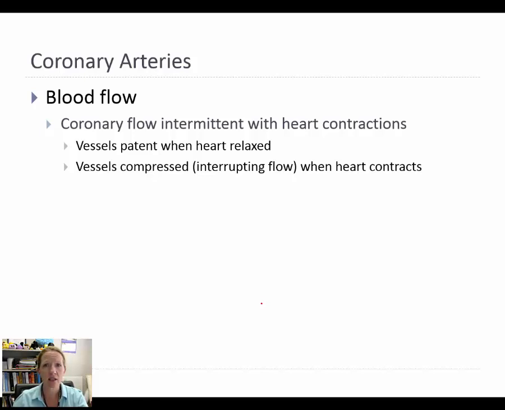Whenever the heart is relaxed, the vessels are open, or patent. Remember I mentioned this word before. So that's whenever blood is actually flowing through the vessels and getting to where it needs to go. But whenever the heart contracts, it pushes on those arteries and closes them off and compresses them. So it interrupts blood flow at that point. So you have this intermittent movement of blood going through as the heart muscle contracts and relaxes.